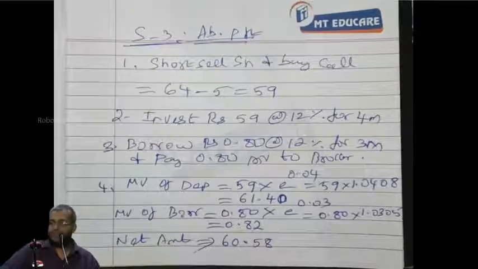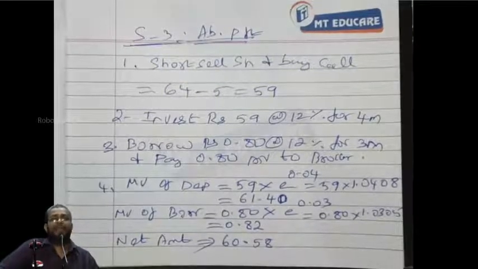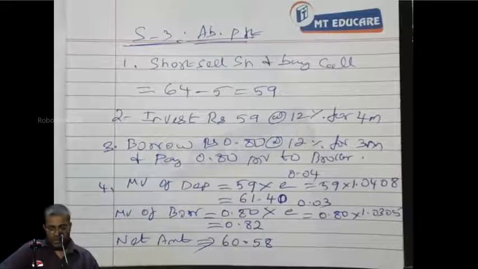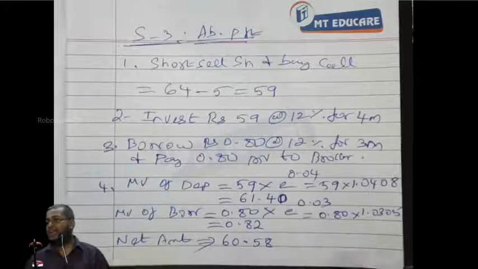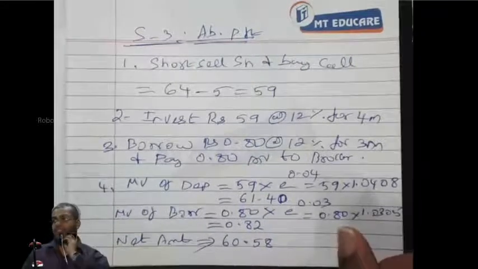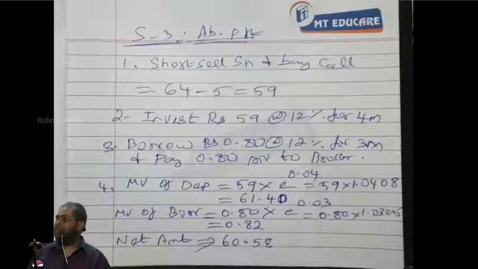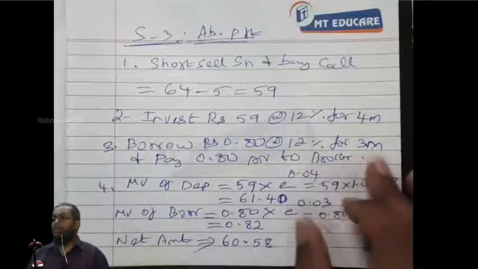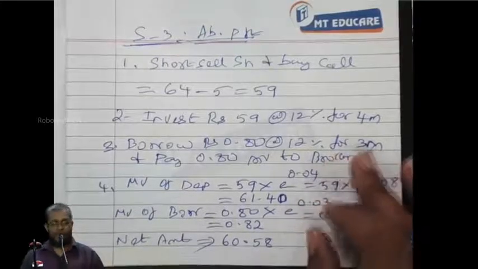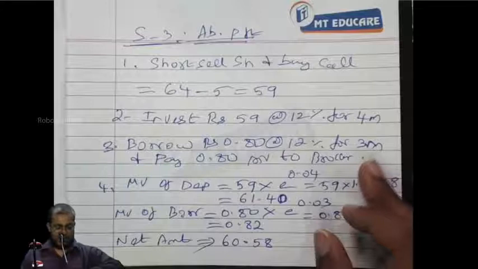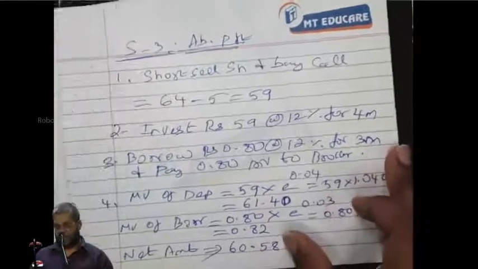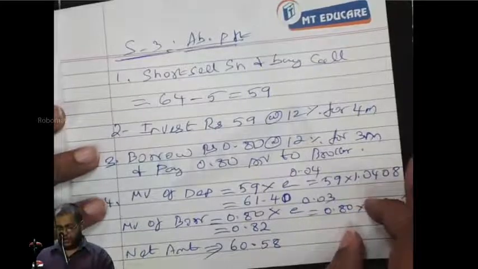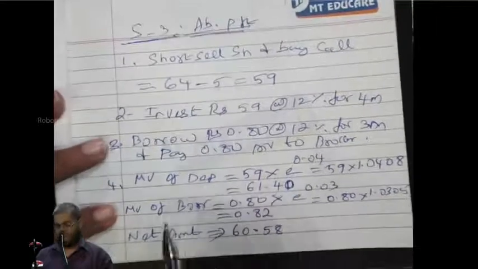Whatever may be the FSP, the maximum price paid to purchase the share is how much rupees? 60. The maximum price paid to purchase a share is 60.